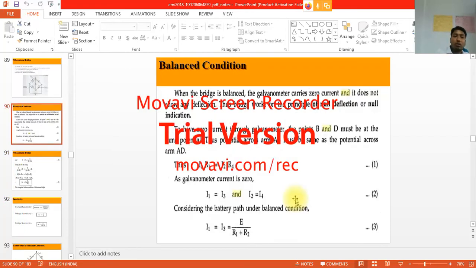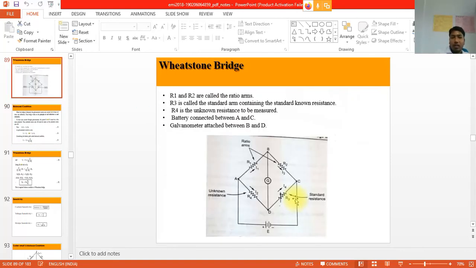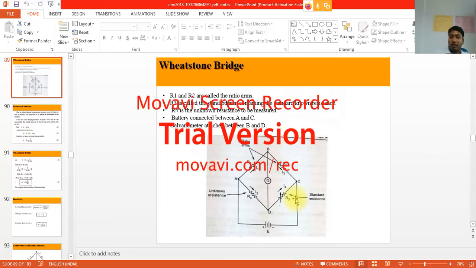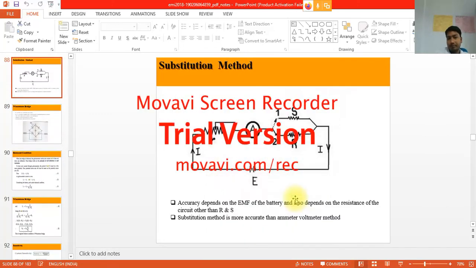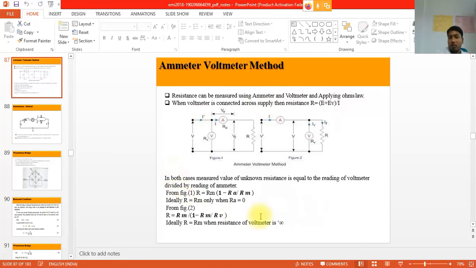Now I have taught you the concept of the Wheatstone bridge. If anyone has any doubt, they can ask. Otherwise, today's lecture is over. I will teach this concept from the book in the next class.